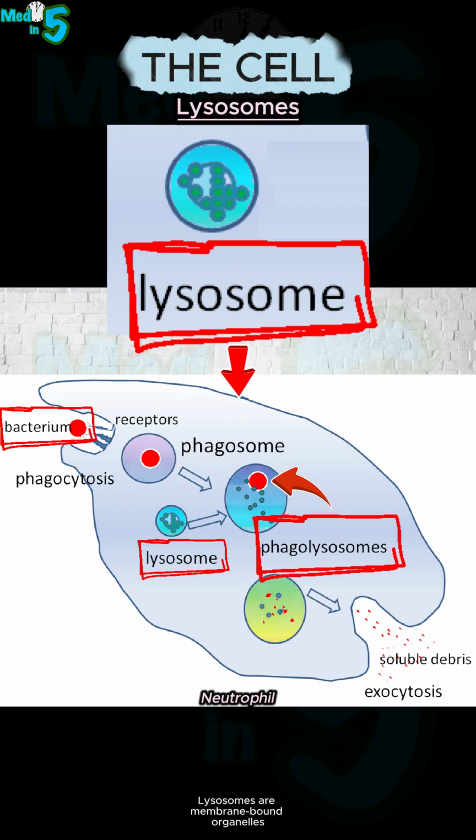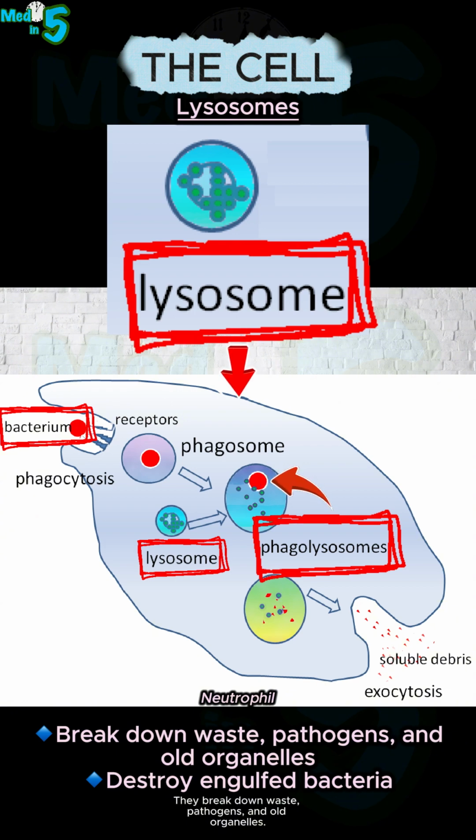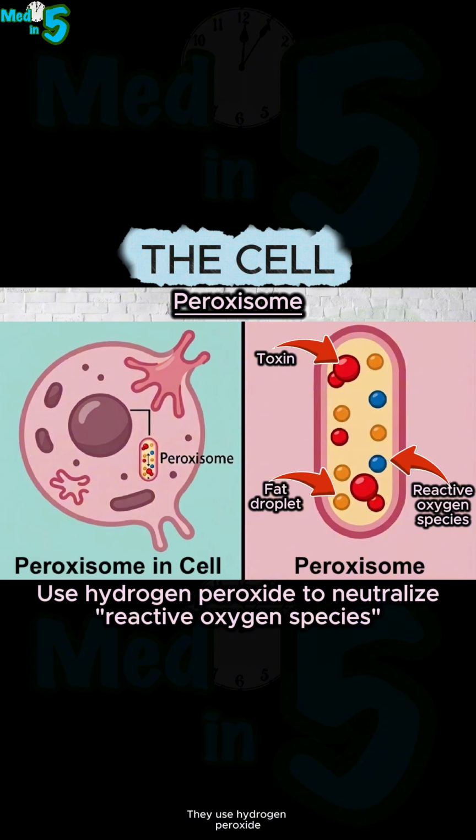Lysosomes are membrane-bound organelles filled with digestive enzymes located in the cytoplasm. They break down waste, pathogens, and old organelles. In some cells, lysosomes help destroy engulfed bacteria. Peroxisomes are small membrane-bound organelles with enzymes that break down fats and remove toxins. They use hydrogen peroxide to neutralize harmful molecules called reactive oxygen species, which arise from various cellular processes.